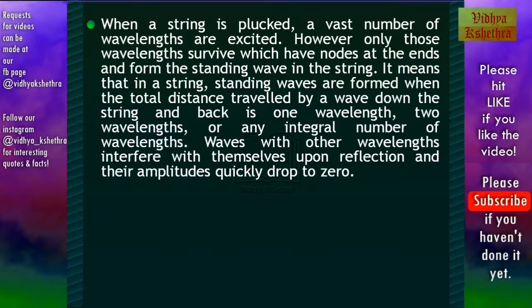In the case of a string, when it is plucked, a vast number of wavelengths are excited. However, only those wavelengths survive which have nodes at the ends and form the standing wave in the string. It means that in a string, standing waves are formed when the total distance traveled by a wave down the string and back is one wavelength, two wavelengths, or any integral number of wavelengths. Waves with other wavelengths interfere with themselves upon reflection and their amplitude quickly drops to zero.